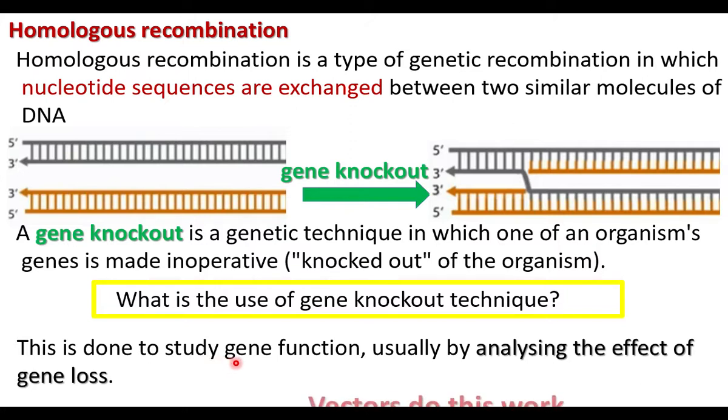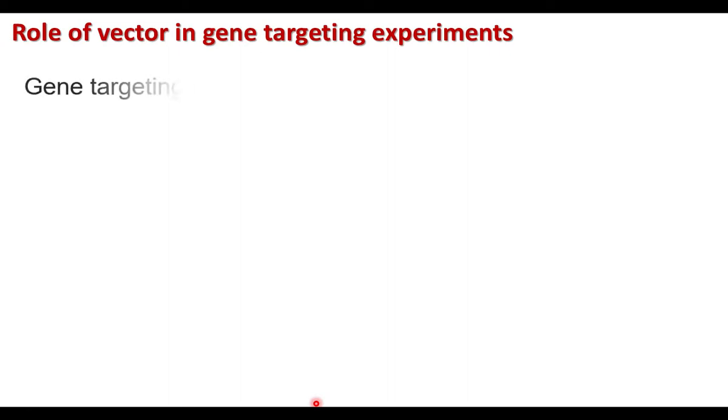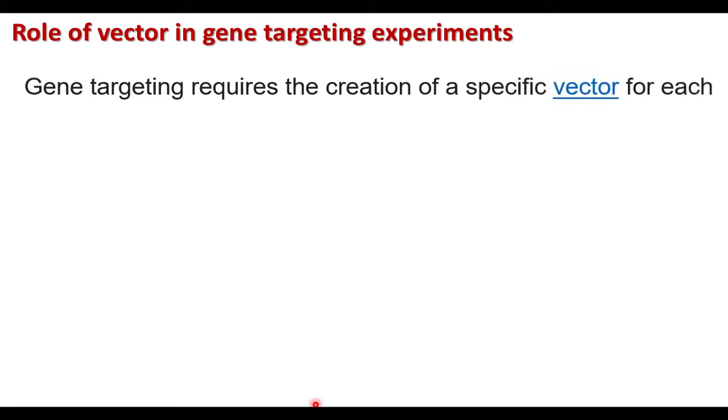For that we need vectors. Vectors do this work of gene knockout. So here this DNA sequence is target gene sequence. Another one is vector. Vectors are involved in this homologous recombination. Gene targeting requires the creation of a specific vector for each gene of interest. The vector must have homologous sequence with the gene of interest. So for a particular target gene, a specific vector is designed.